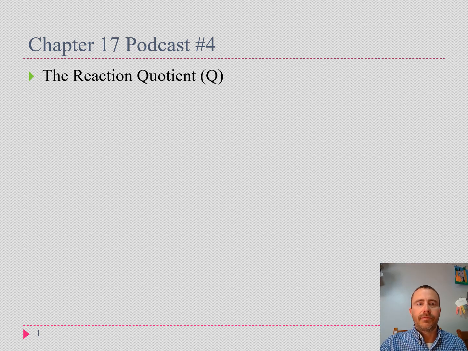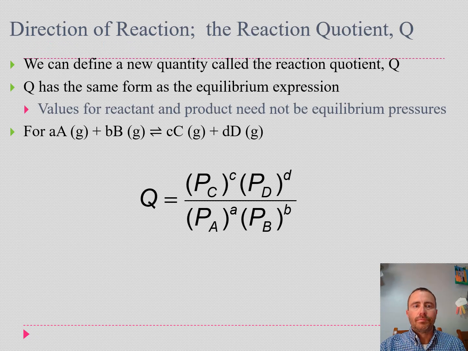Welcome to podcast number 4, where we're going to discuss the reaction quotient, which is given the symbol of an uppercase Q. Again, if you can calculate the equilibrium constant, you can calculate a reaction quotient, but we're also going to talk about what it means in the grand scheme of things as well. So the reaction quotient is going to help us determine the direction our reactions are going to go in order for us to reach equilibrium.